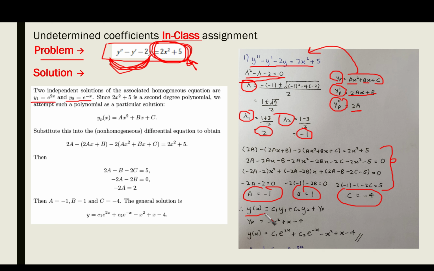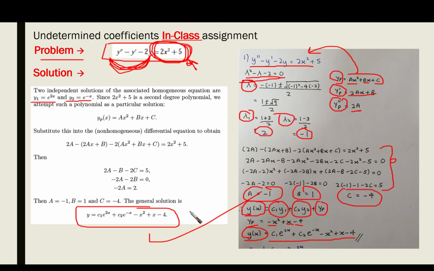This is y of x in this case: it is going to be the first independent linear solution of the homogeneous differential equation, and y2, and then y particular, which we have already obtained. So based on this, our y particular is minus x squared plus x minus 4, and the general solution is going to be like this, which is this one. Okay, I hope that you have done this, and I hope that you have solved this in the right way.